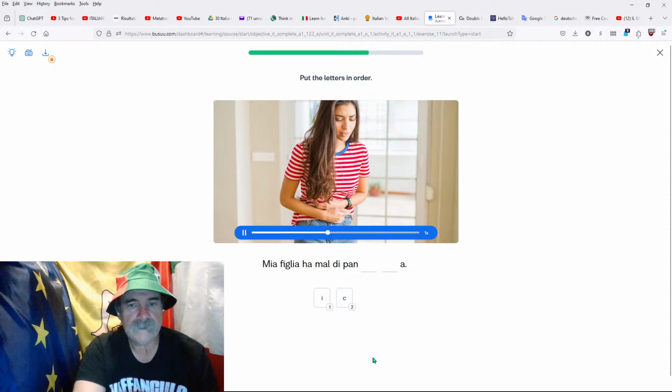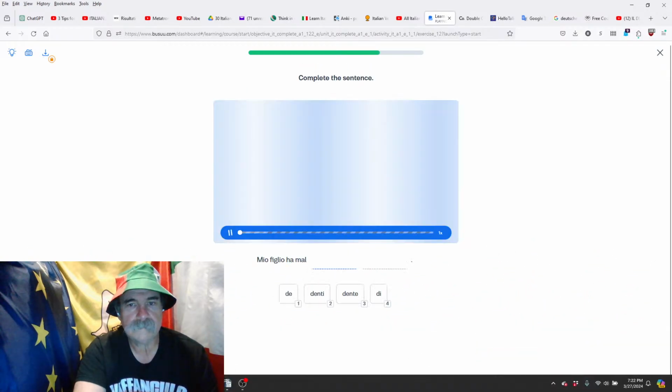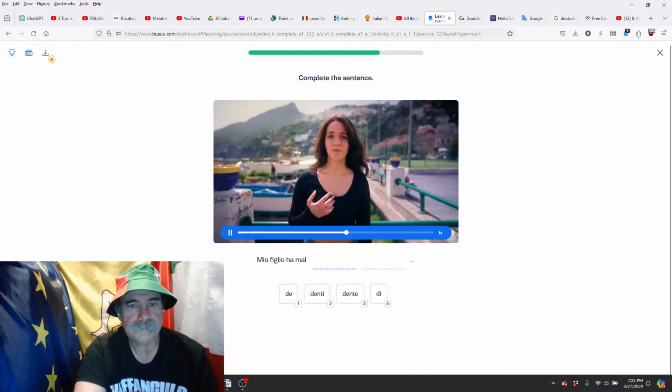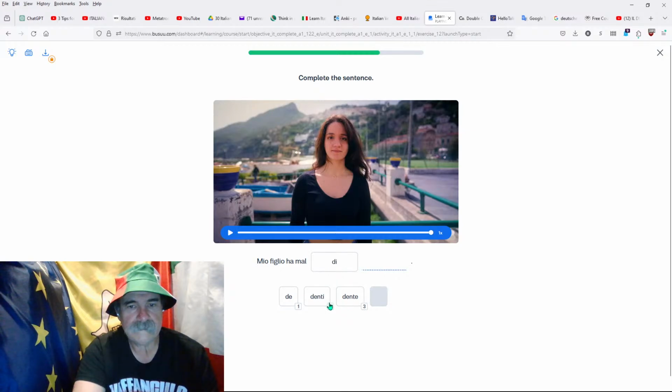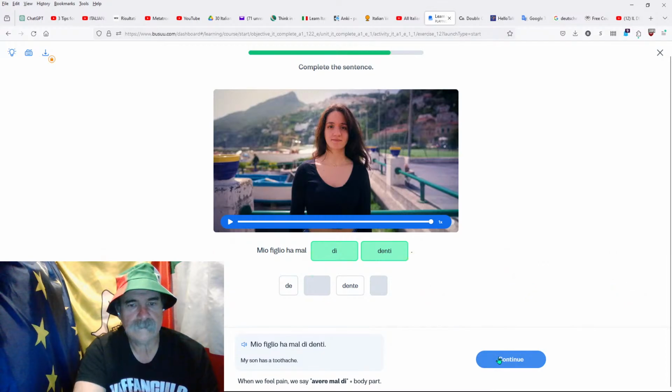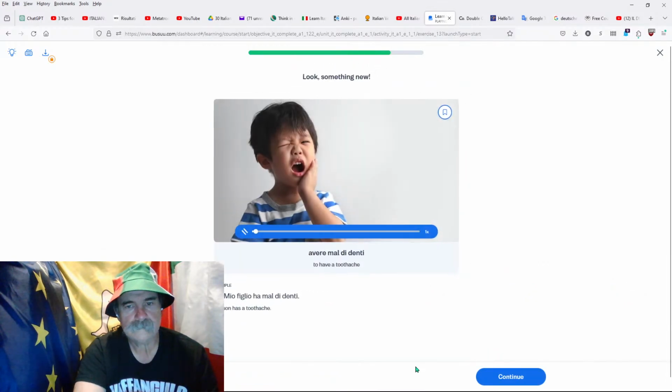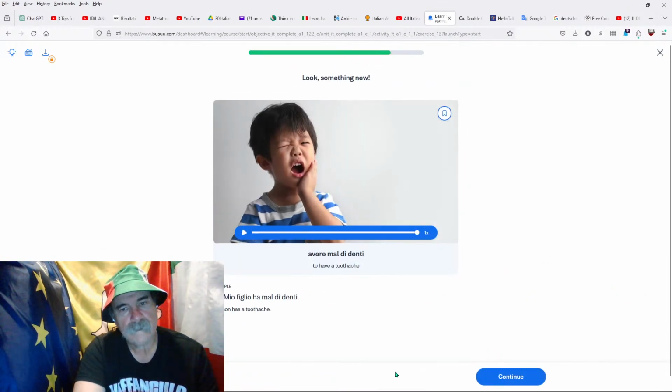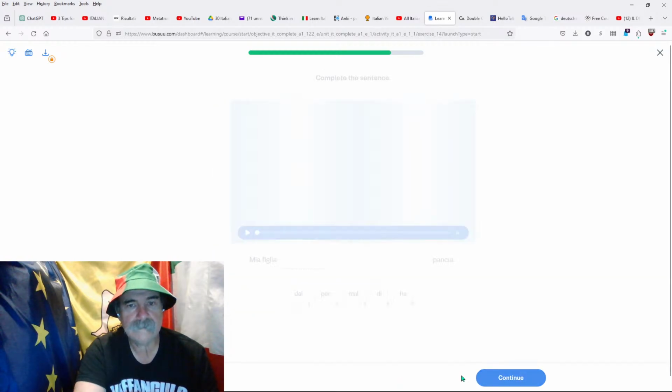Mia figlia ha mal di pancia. Mio figlio ha mal di denti. Avere mal di denti. Mio figlio ha mal di denti.